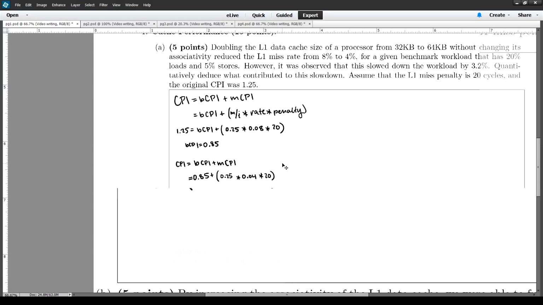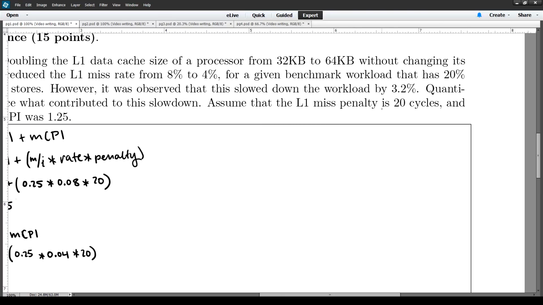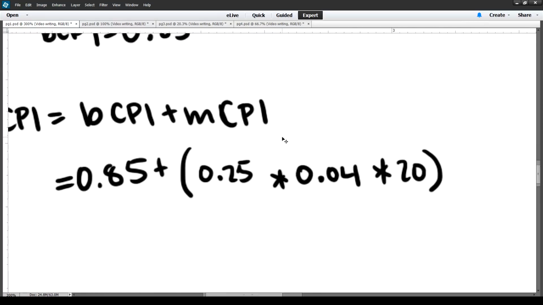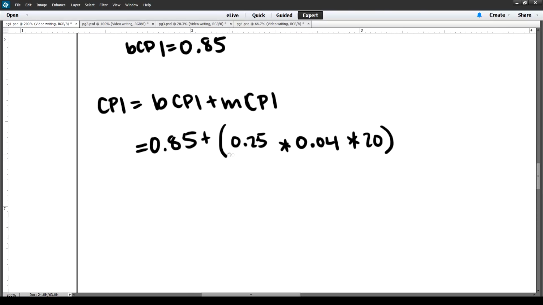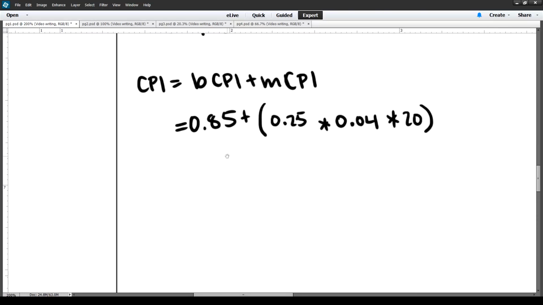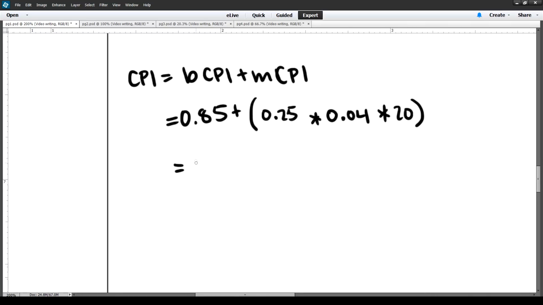at 20 cycles. The only reason I'm assuming this is because it says here the L1 miss penalty is 20 cycles, and it doesn't say "was," whereas here, when the CPI changed, it says "was." On a test, I would strongly suggest you ask a TA or the instructor to make sure that that assumption is valid. So I did some calculations, and the CPI for the 64 kilobyte cache is 1.05.